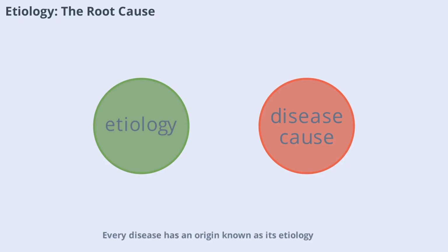Every disease has an origin, known as its etiology. Etiology refers to the underlying cause or reason for a disease. It could be genetic, environmental, infectious, or a combination of factors. For instance, the etiology of tuberculosis is infection by Mycobacterium tuberculosis, while hypertension may have multiple contributing causes. Identifying the etiology is the first step in understanding how a disease develops and progresses. This knowledge guides prevention and treatment strategies.